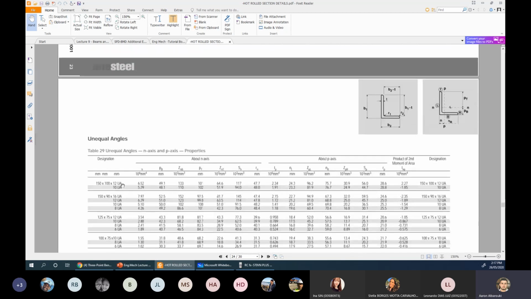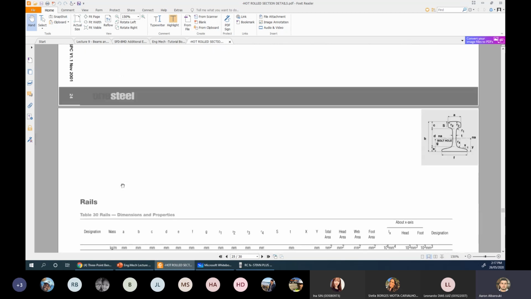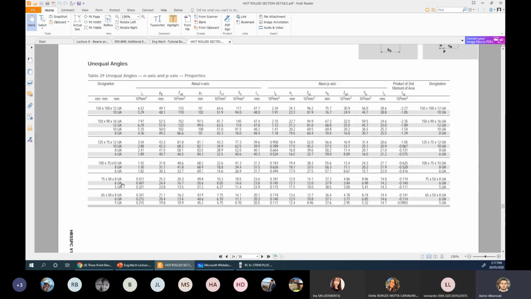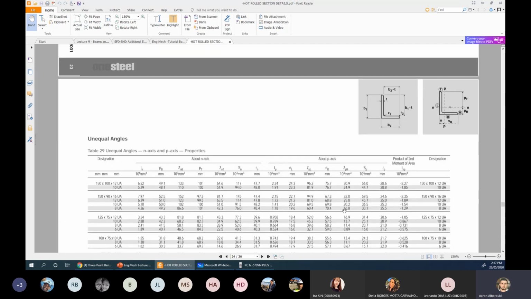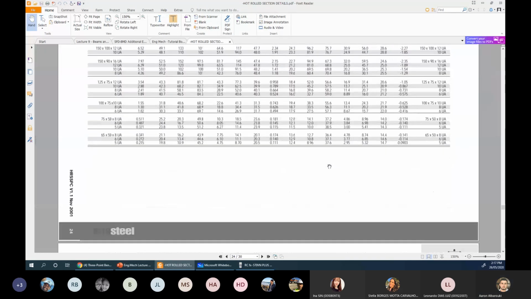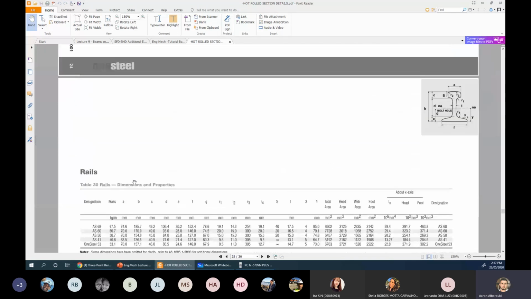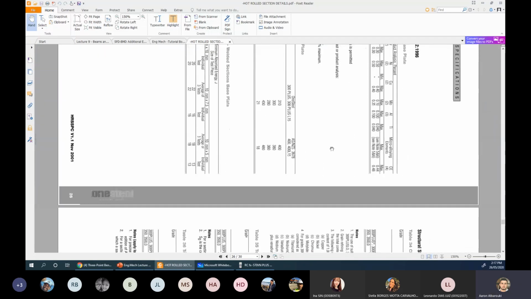They are very easy when you get used to them. Very widely used. So they are really easy to memorize. All these letters are based on the shape, simply. We've got rails sections. That's not for structural, mainly for rails, obviously.